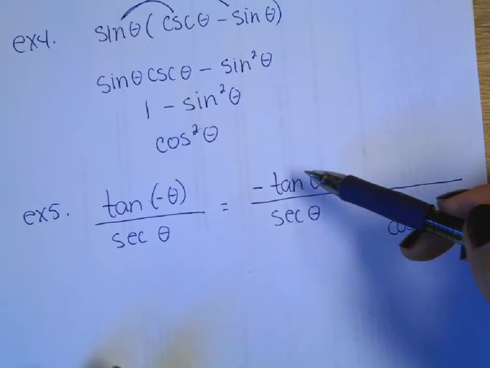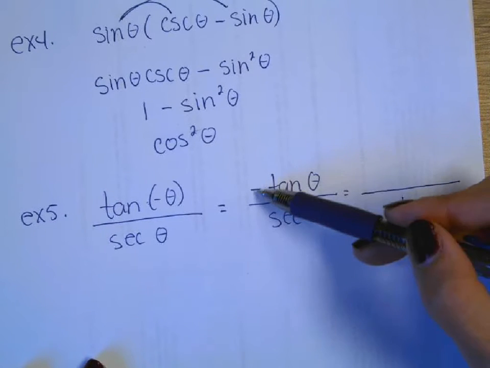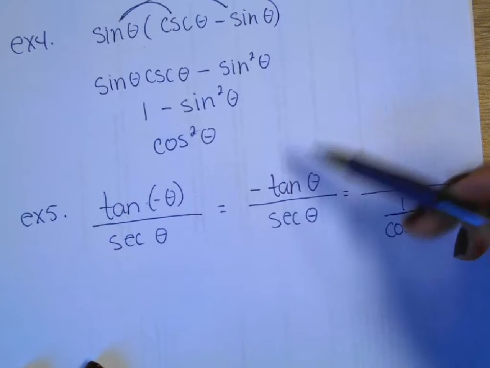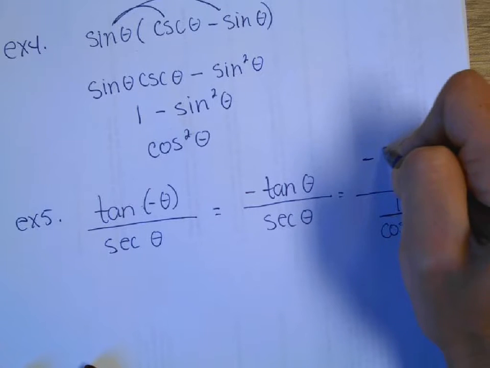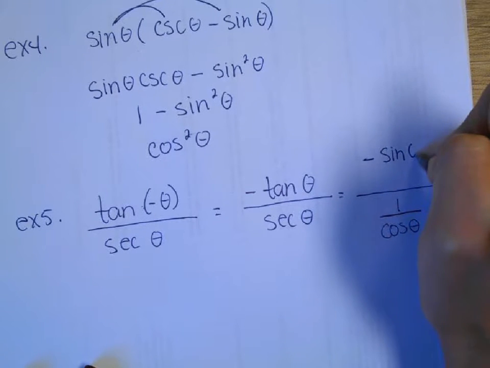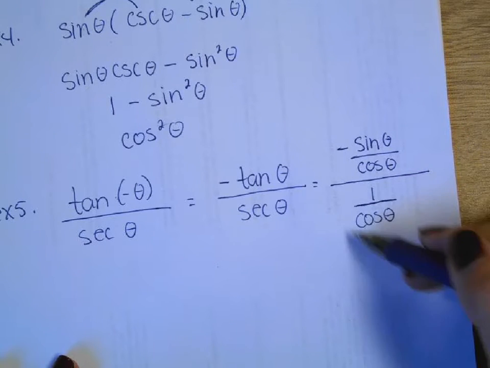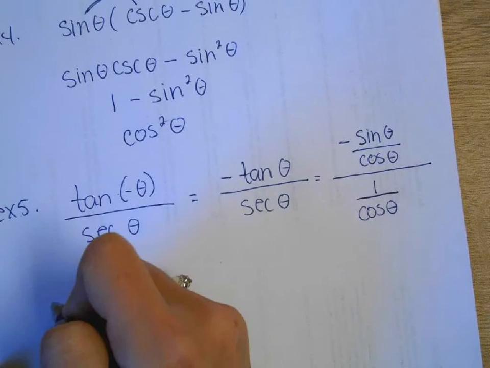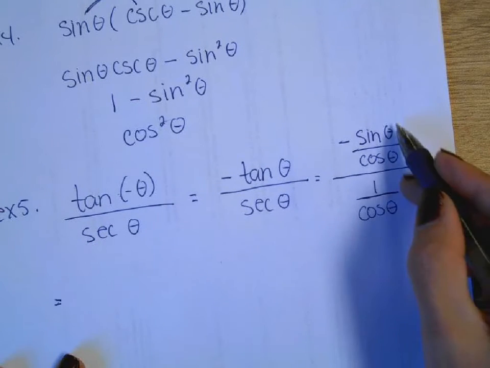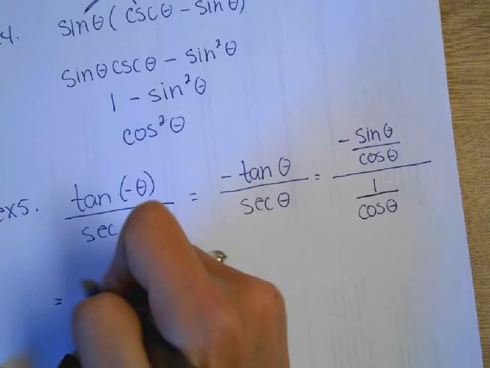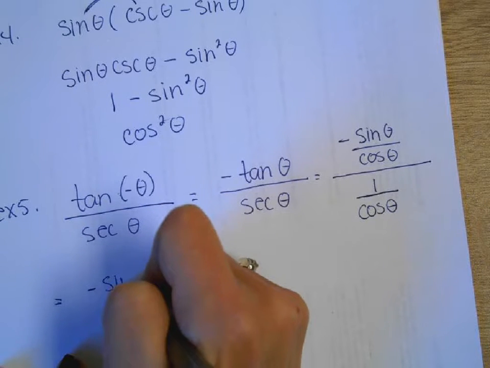Negative sine over cosine? Yes, switch to sines and cosines. So we carry the negative along. Tangent is sine over cosine. Yes, you've got a fraction divided by a fraction. So we go back to 7th grade. Keep your numerator the same. So negative sine over cosine.